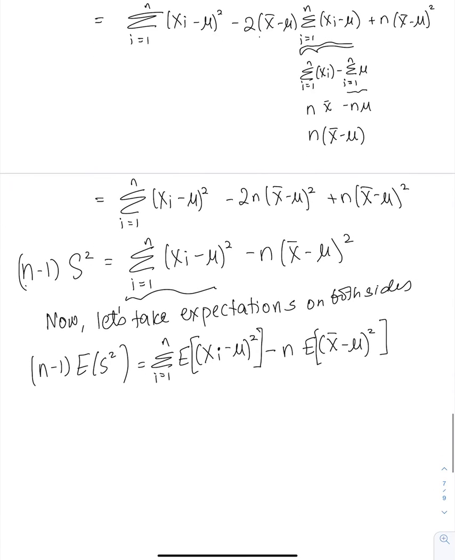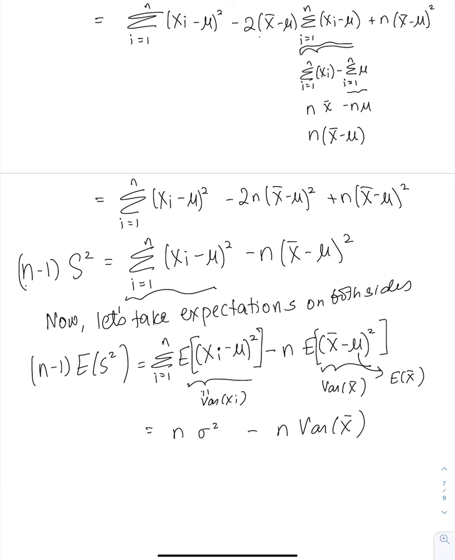All right. Okay, well, what is this? This is sigma squared. That is just exactly the variance of xi. Okay, you're adding up n of them, so this is n times sigma squared. All right. And then what is this? If you know, mu is the expectation of x bar. So this is exactly the variance of x bar. So you have minus n times variance of x bar.